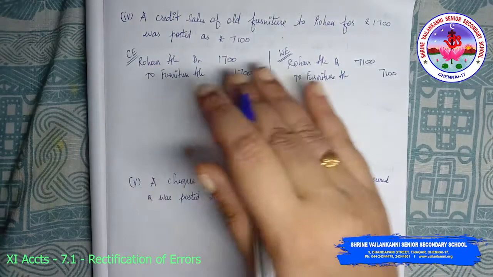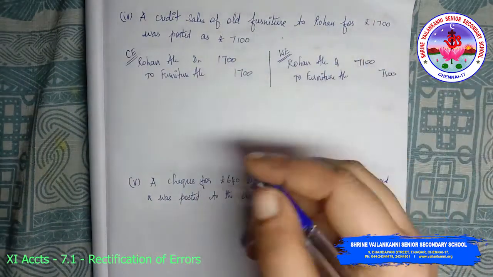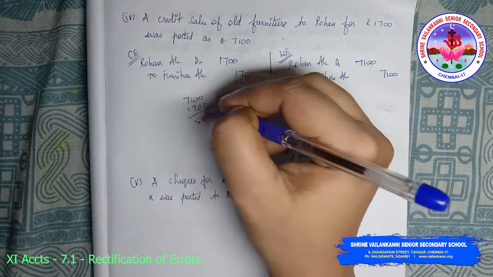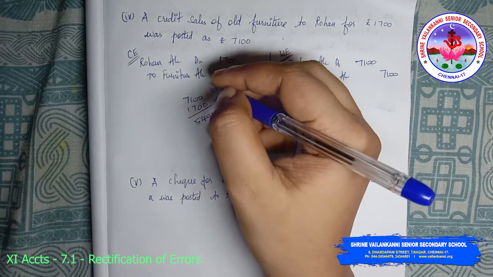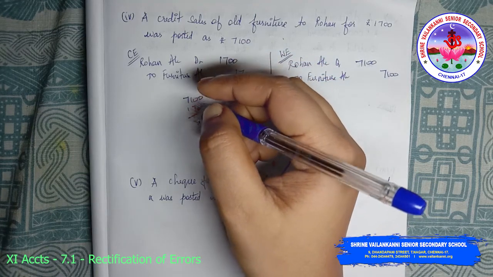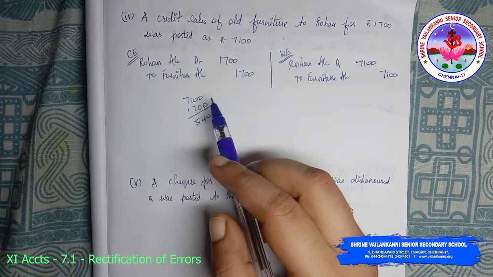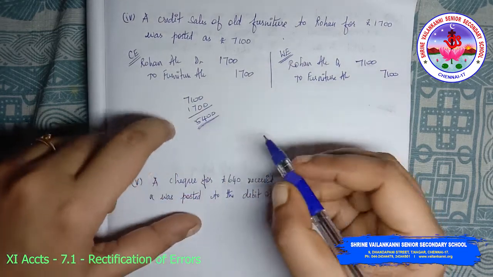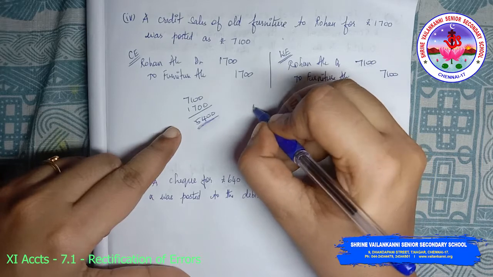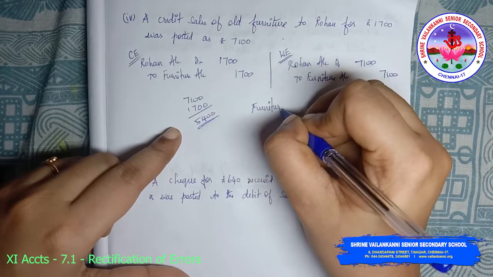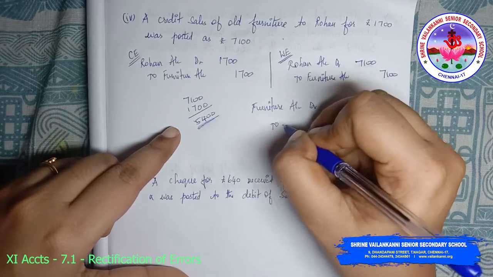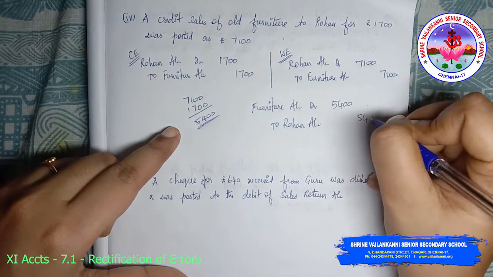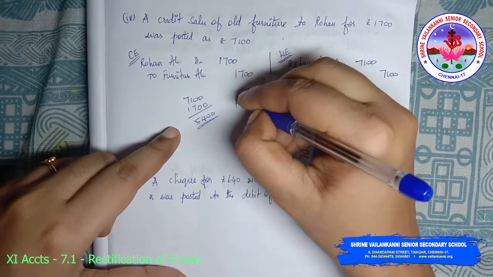So how much is excessively credited? You need to reverse the entry. So 7100 minus 1700, which is 5400. So furniture, this one has to be reversed, right? So the correct entry has to be reversed. So 5400 is the balance. So that has to be reversed. So I'm just writing furniture account debit to Rohan account 5400. This is the rectified entry.